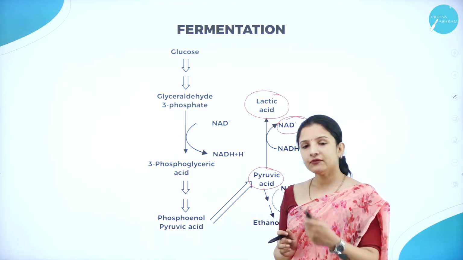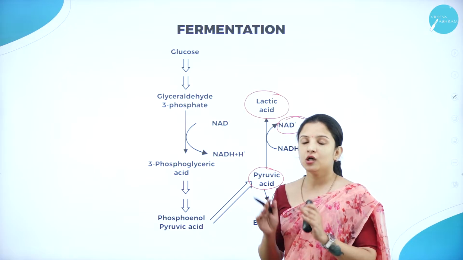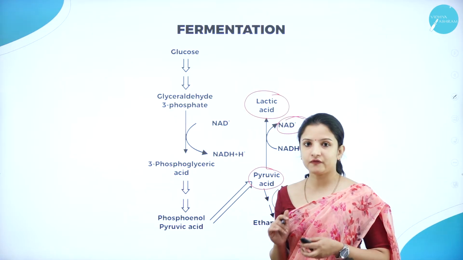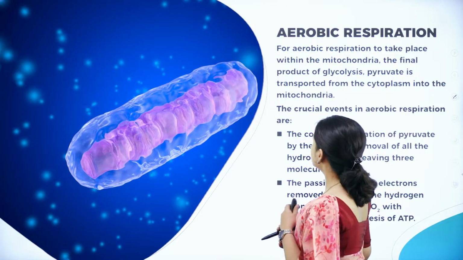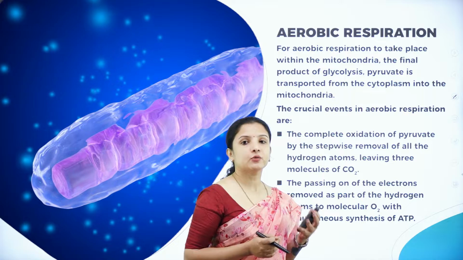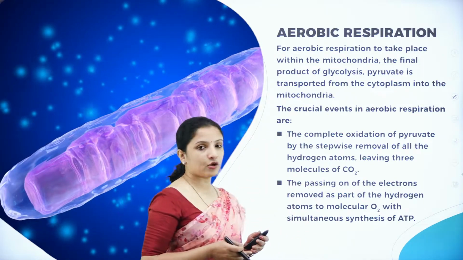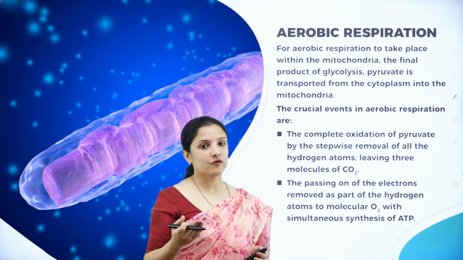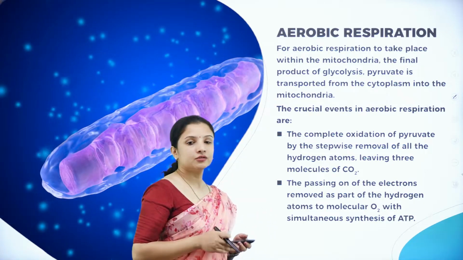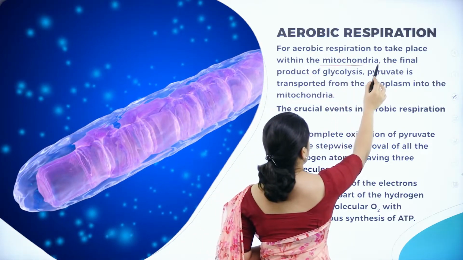So now if it is an aerobic process, if oxygen is available, what will happen to this pyruvic acid, which was the end product of glycolysis? It will enter aerobic respiration. If it is involved, it will enter into the Krebs cycle. So first we shall understand this aerobic respiration, and then we shall study about the Krebs cycle. So aerobic respiration usually takes place in the mitochondria.